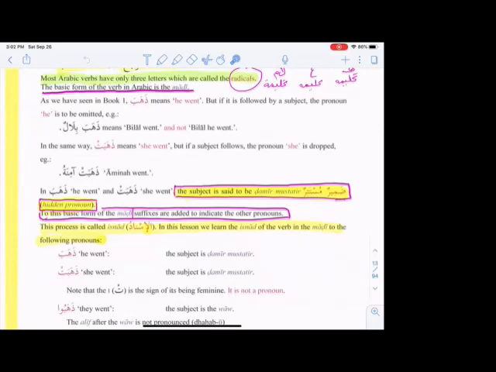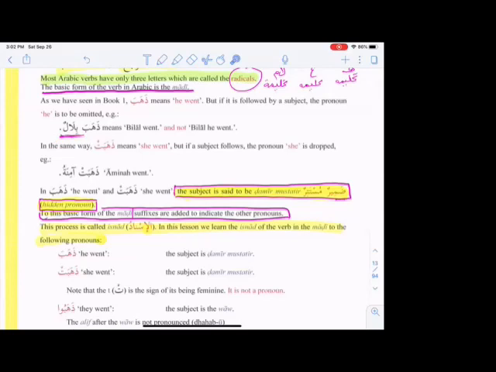See, I want you to look at this. Zahaba Bilalun. What kind of a sentence is this? This is Jumla fi'liyya. What is Zahaba? Fi'l Madi, and Mabni 'ala al-Fath. That's all. What is this Bilal doing here? And it is Marfu'. Bilal is Marfu'. Why? It is the fa'il. The fa'il is always Marfu'.